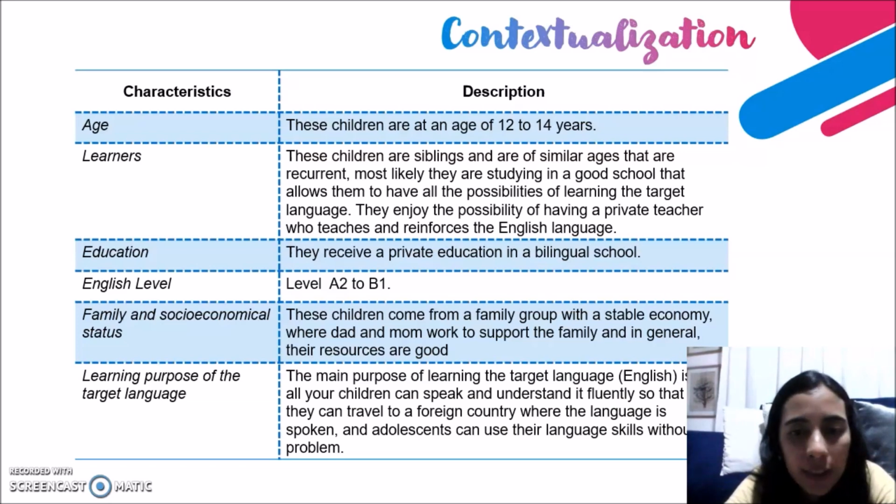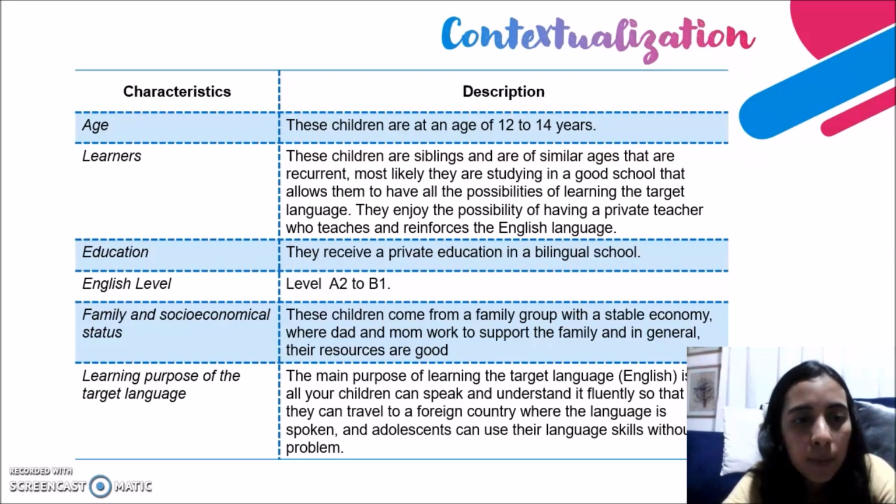Number 4 is English level. These learners have a level of A2 to B1. Number 5 is family and socioeconomic status. These children come from a family group with a stable economy, where the parents work to support the family, and in general the resources are good to provide a quality education to their children.